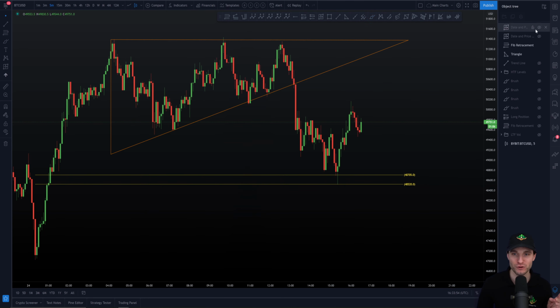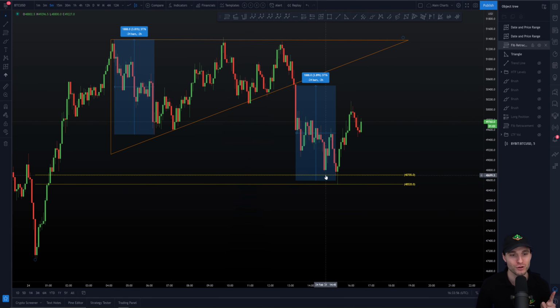So you can see now when this is confluent. So what did you have here? You have the measured move, you have the CC.